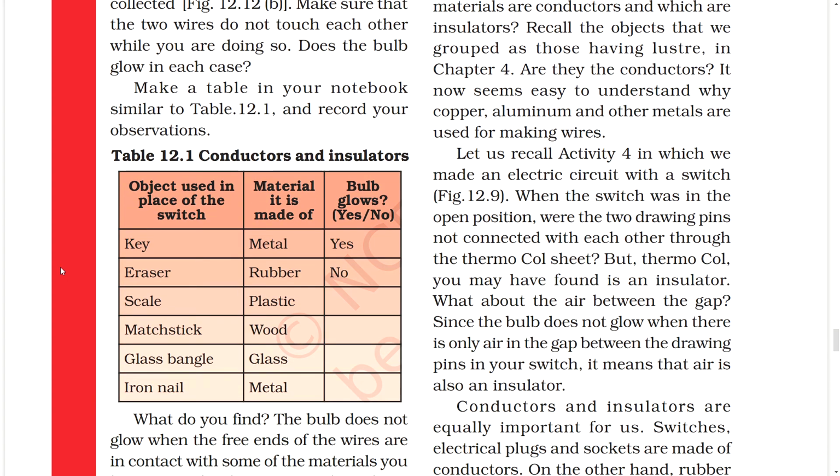Let us recall Activity 4, in which we made an electric circuit with a switch. When the switch was in the open position, were the two drawing pins not connected with each other through the thermocol sheet? But thermocol, you may have found, is an insulator. What about the air between the gap? Since the bulb does not glow when there is only air in the gap between the drawing pins in your switch, it means that air is also an insulator.